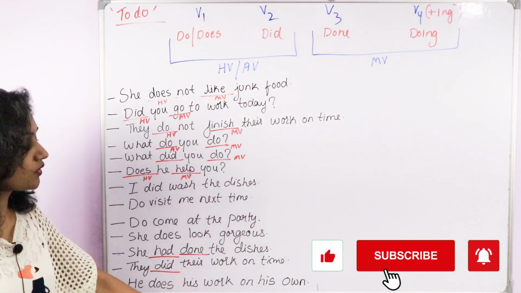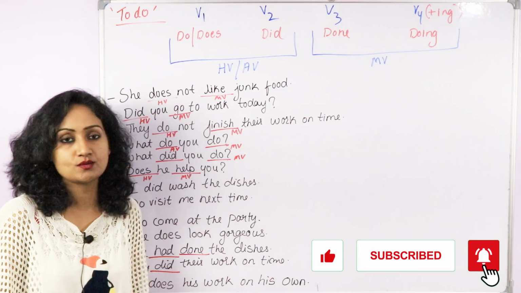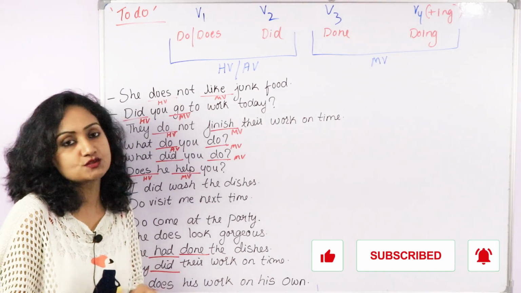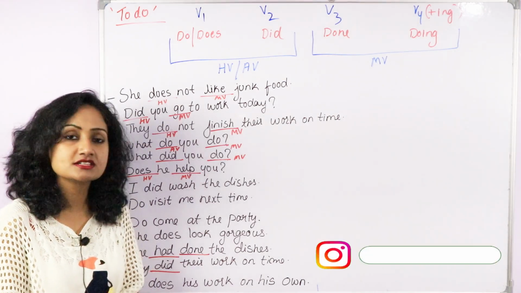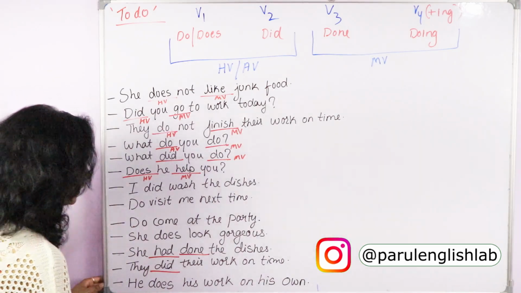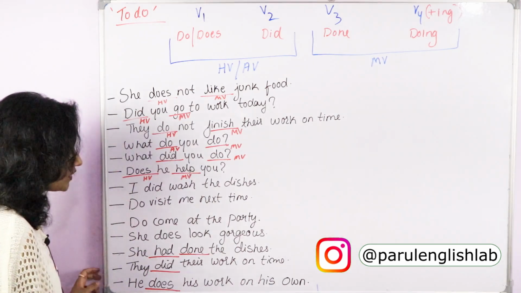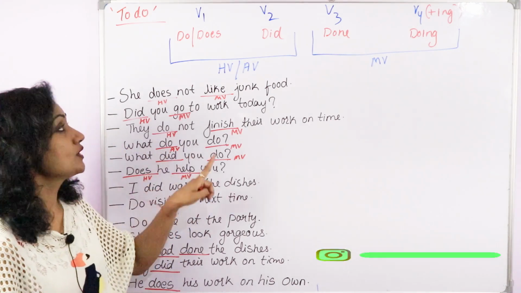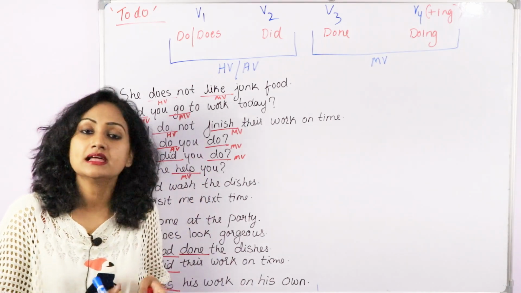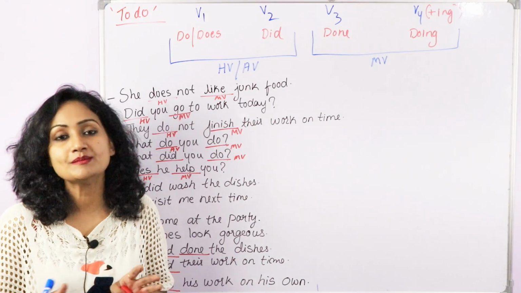He does his work on his own. He doesn't want anyone's help. He does his work alone. Okay, so again does is used as a main verb. So this way the verb do can be used as a helping verb as well as the main verb.